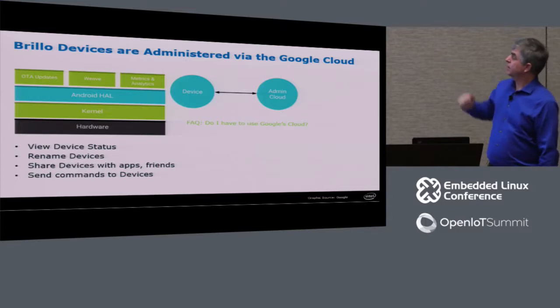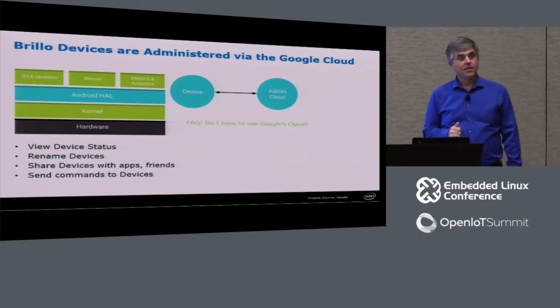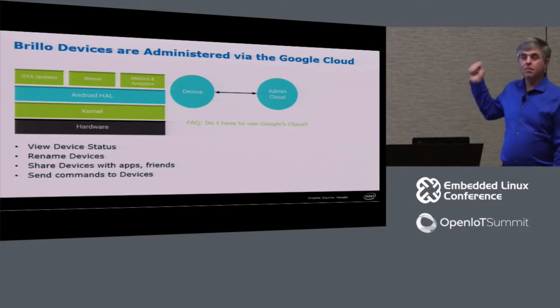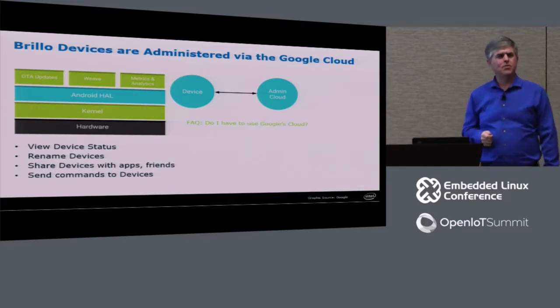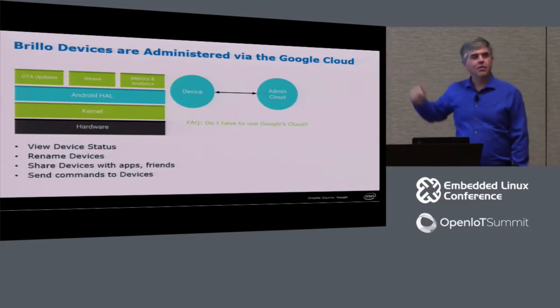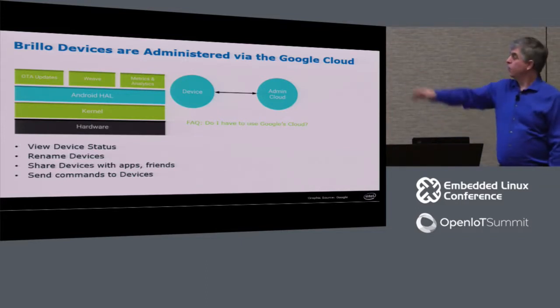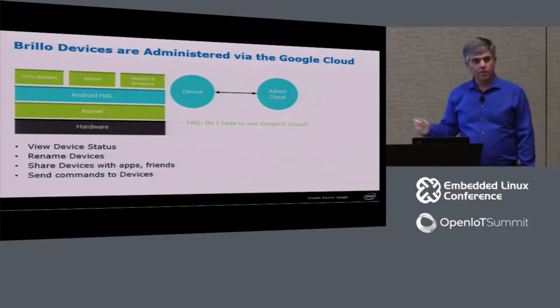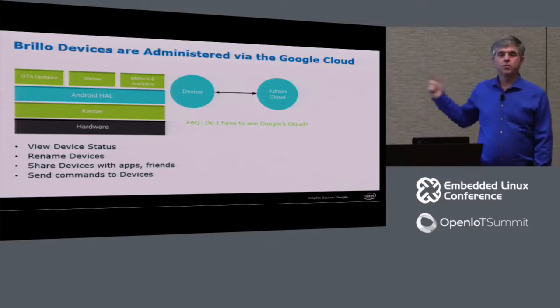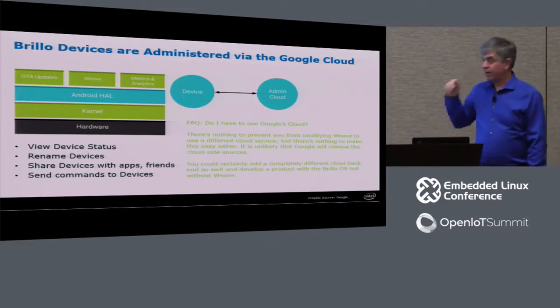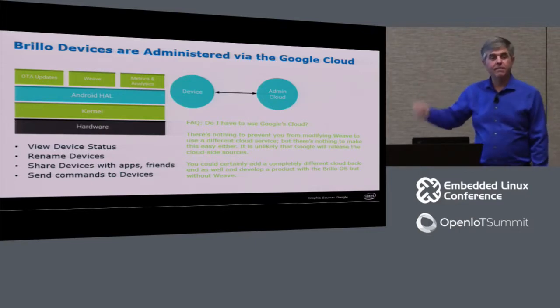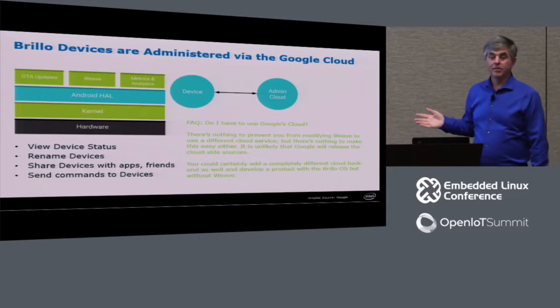Now, everybody asks this question. Gee, this is a cool operating system. Weave looks pretty cool, but do I have to use Google's cloud? Well, Google's given all this stuff away for free, right? You can change the code, no problem, to use whatever cloud you want, whatever backend you want. But I don't think you're going to get an easy time getting Google to give you the cloud side of the software. As far as I know, they have no plans to do that.